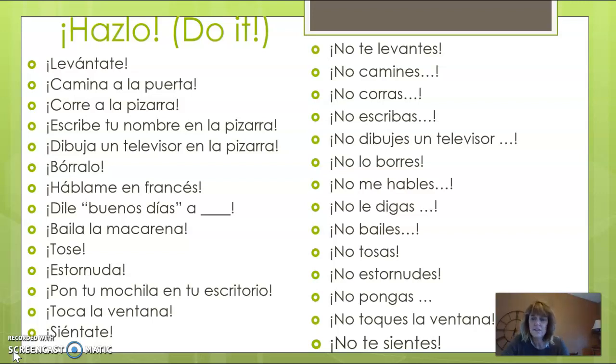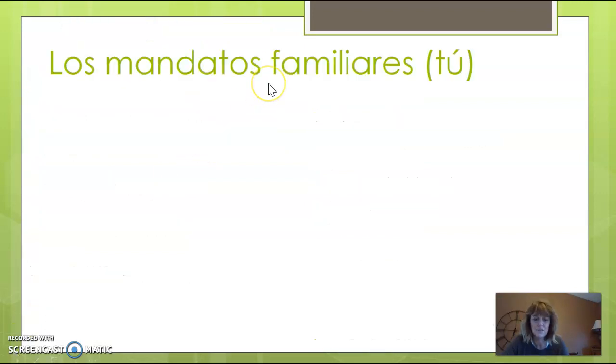So go to the next slide, and yes, here it is. Los mandatos familiares. Mandatos is the word for commands. A mandate, when you give somebody a mandate, you're commanding them to do something. And keep in mind that these are familiares. They are the tú form.